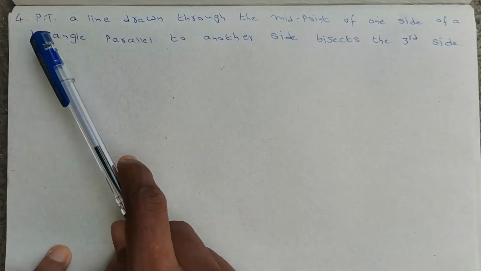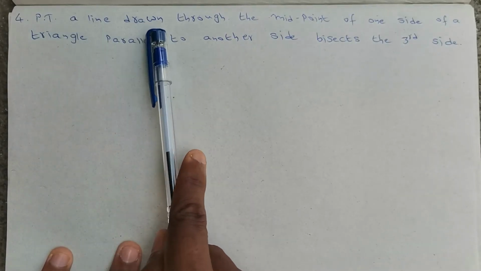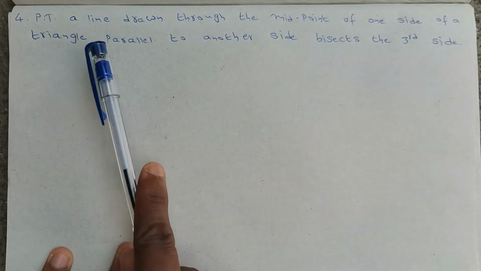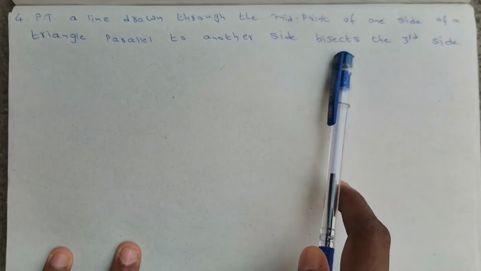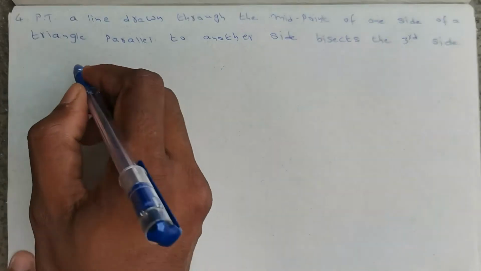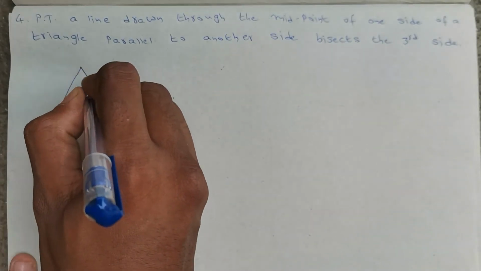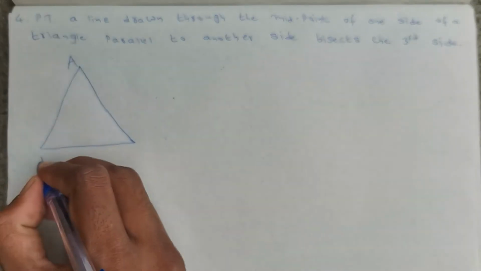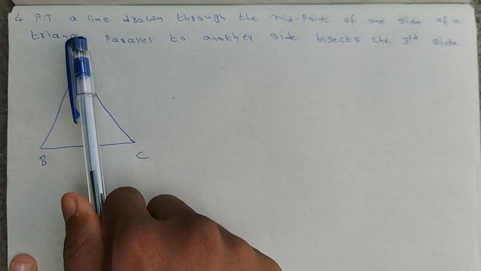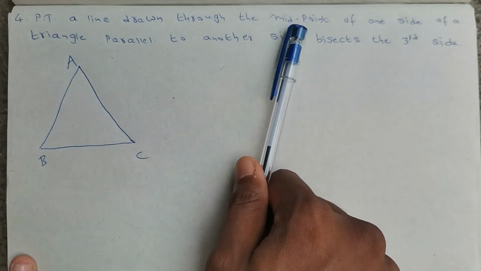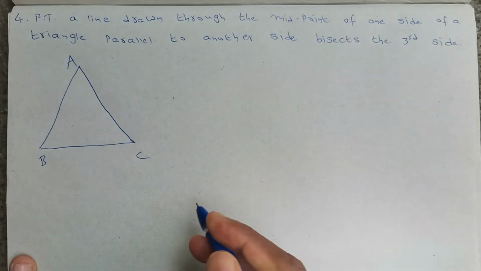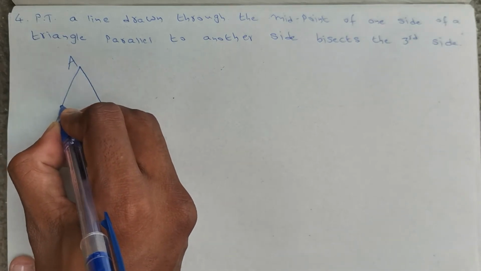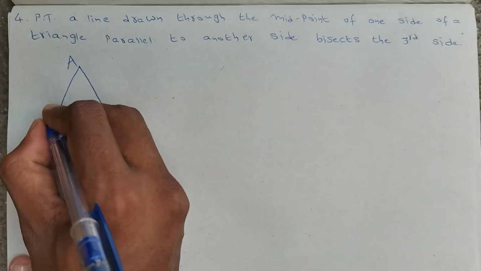Okay, question number 4 is, prove that a line drawn through the midpoint of one side of a triangle parallel to another side bisects the third side. We have a triangle named ABC. A line drawn through the midpoint of one side. For example, I am taking this side AB, exactly in the middle one point D is there.